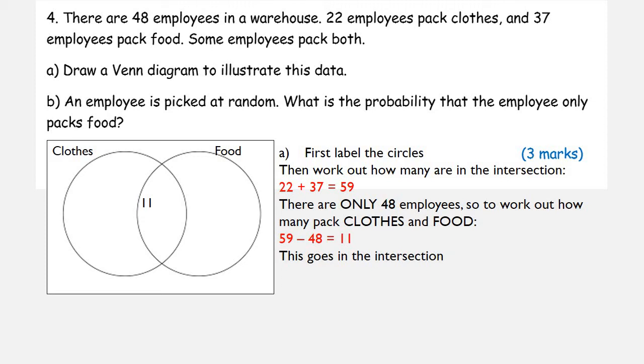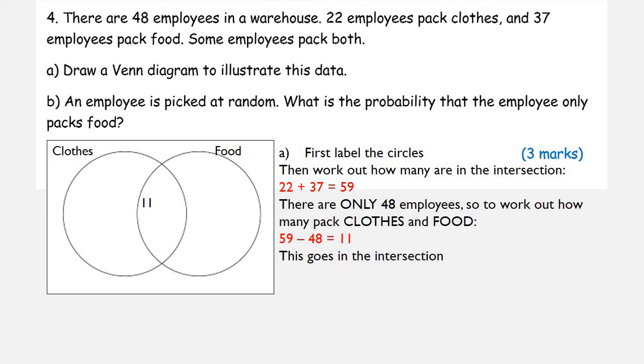Okay, so this is where a lot of people go wrong. A lot of people just put 22 into the circle, and into the food circle they put 37. But if we add that up, it's going to come to a lot more than 48. So we need to take into account the fact that we've already got 11 in both clothes and food.